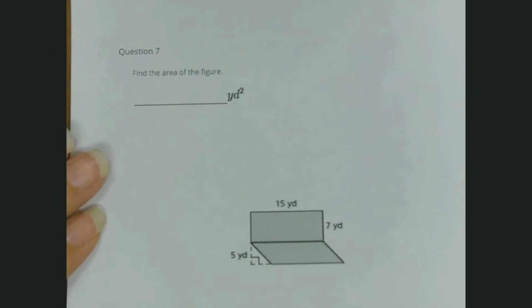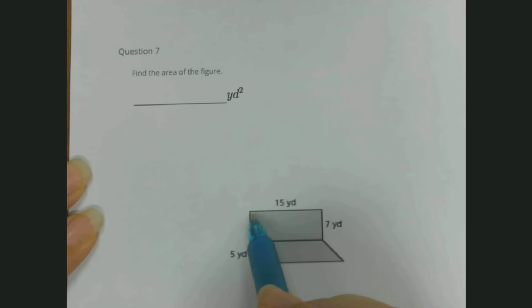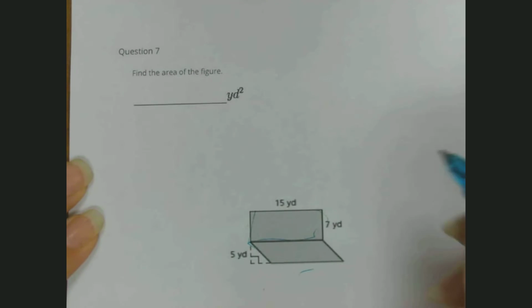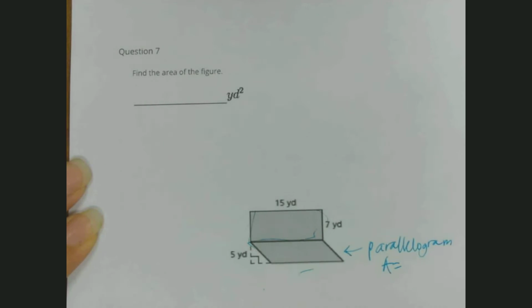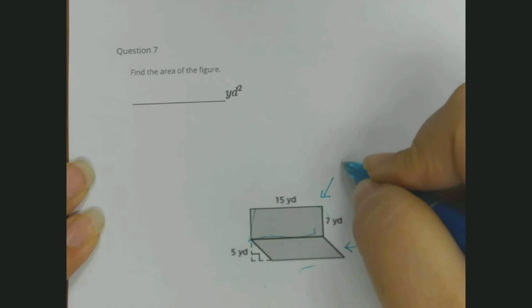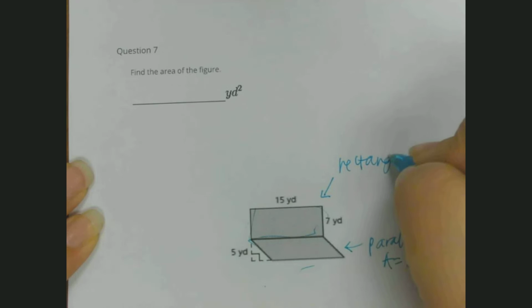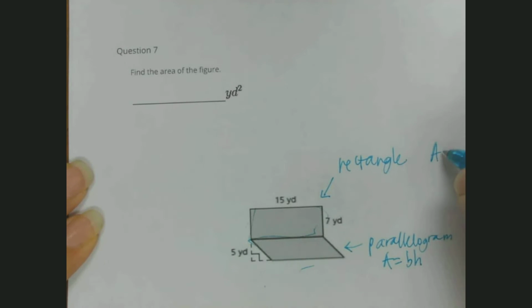Okay, now we're moving on to composite figures. This is when we have two figures, two shapes into a bigger figure. So this is a parallelogram. The formula for the area of a parallelogram is base times height. This is a rectangle. The formula for a rectangle is area equals length times width.